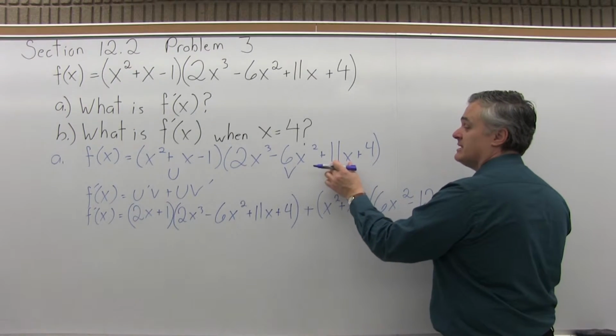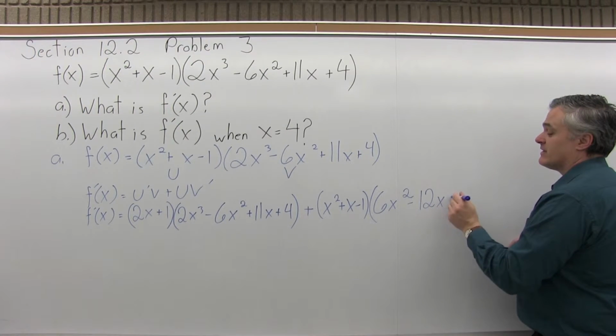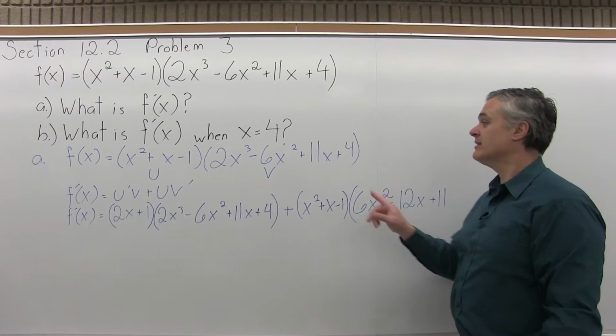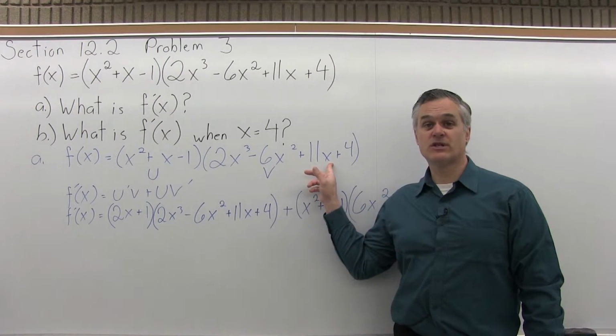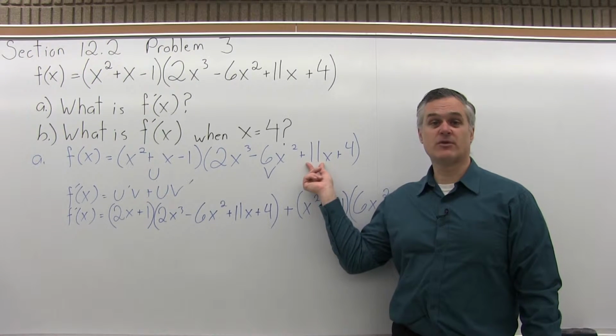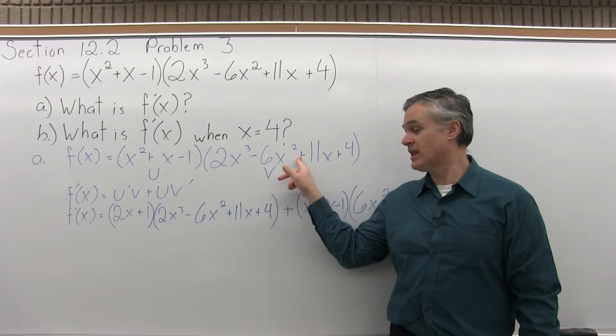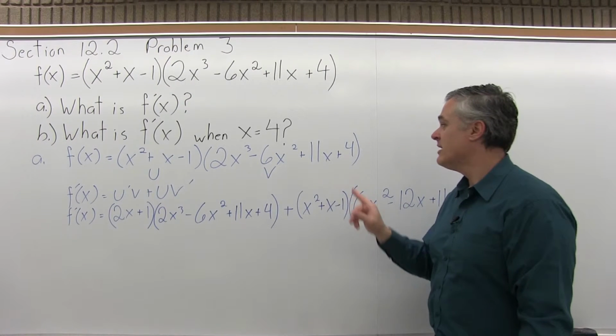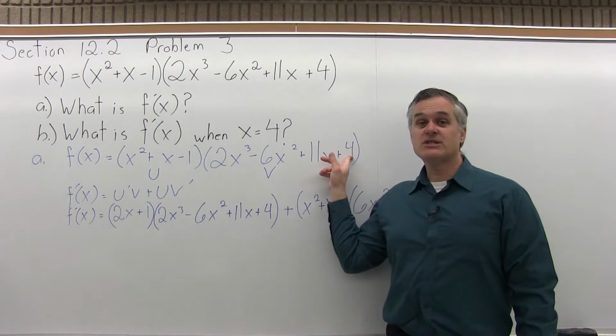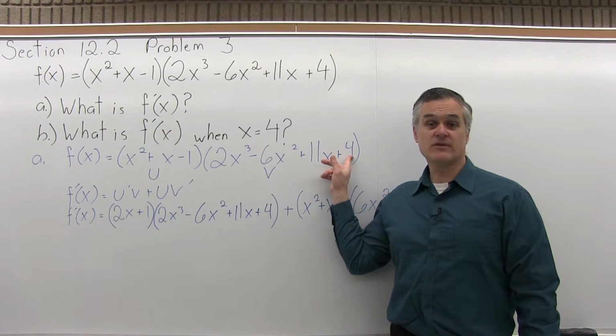The next piece, the 11x, the derivative of that is just simply 11. Again, because it's an x to the first power, the derivative is whatever the number in front is, which is an 11, positive 11. Again, you have to always watch the sign. And now the 4 on the end has no x, so its derivative is 0.